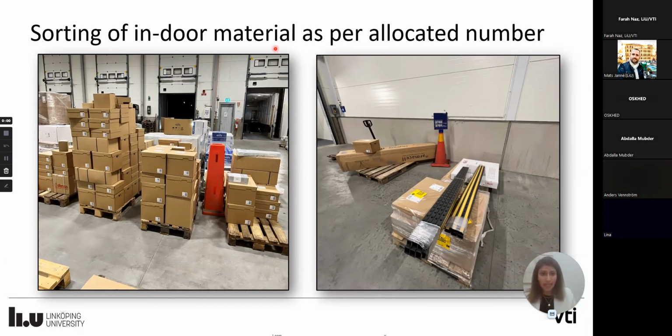Now, sorting of indoor material takes place. Here are some pictures, and we can see a driver's number. When the material comes, the first sorting that takes place is as per the driver allocated number. On every label there is this number, so every driver checks, is it my number? He picks up that package and places it in his own designated place. This is how sorting looks, and it is a totally manual process. They pick up the packages and place them like this.